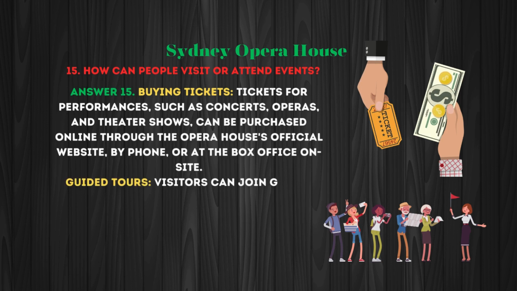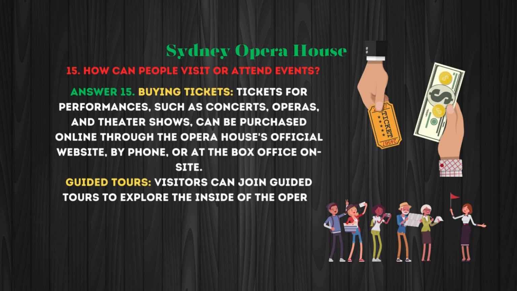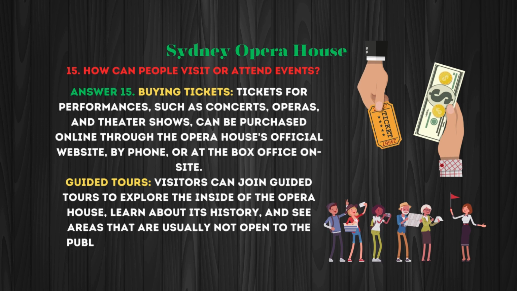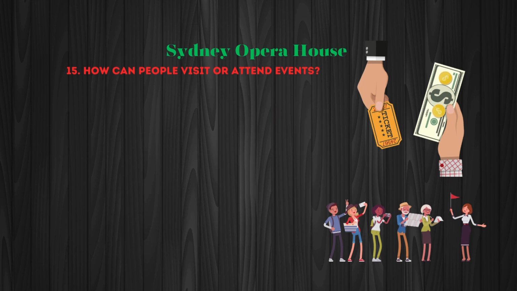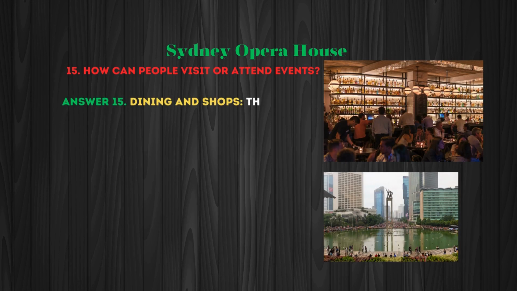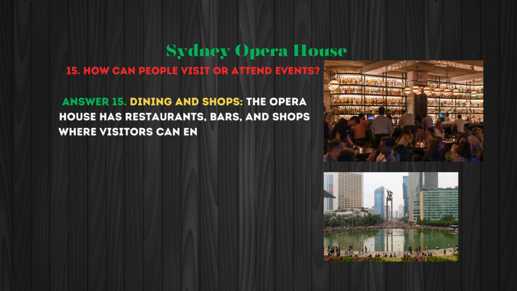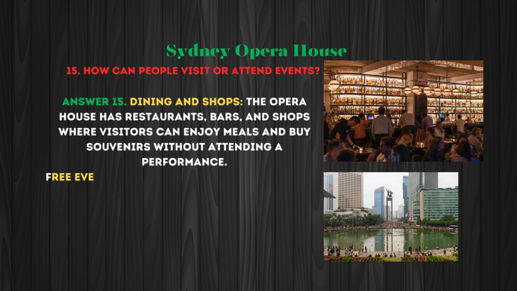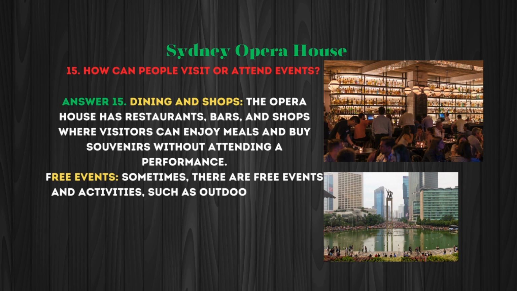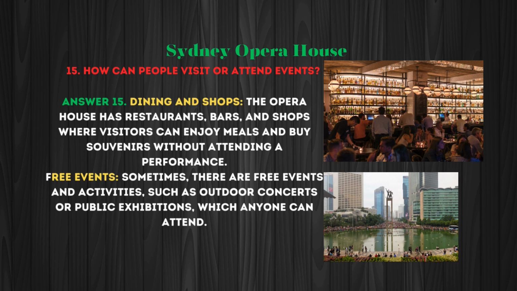Guided tours. Visitors can join guided tours to explore the inside of the Opera House, learn about its history, and see areas that are usually not open to the public. These tours can also be booked online or at the venue. Dining and shops. The Opera House has restaurants, bars, and shops, where visitors can enjoy meals and buy souvenirs without attending a performance. Free events. Sometimes there are free events and activities, such as outdoor concerts or public exhibitions, which anyone can attend.